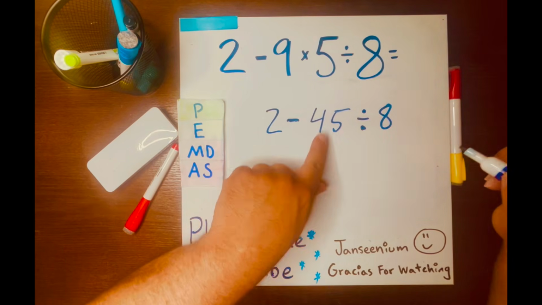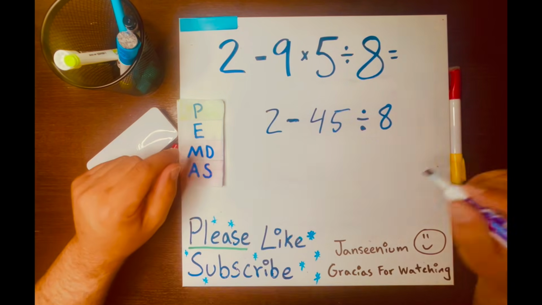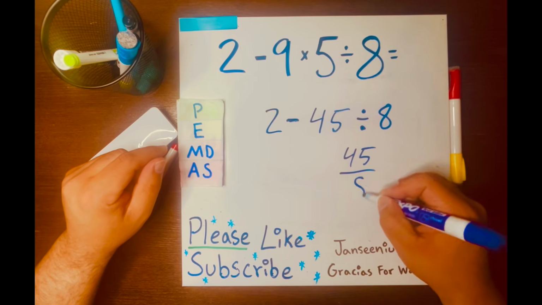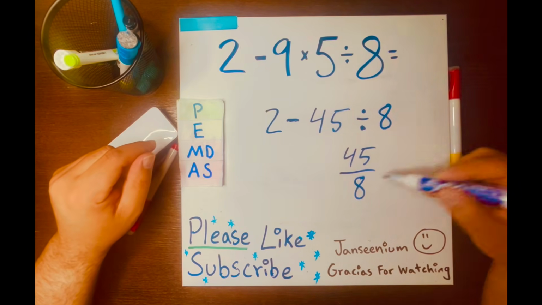PEMDAS is saying that 45 divided by 8 goes first. So what is 45 divided by 8? I don't know. So that's why I am writing it in a fraction form, 45 over 8.